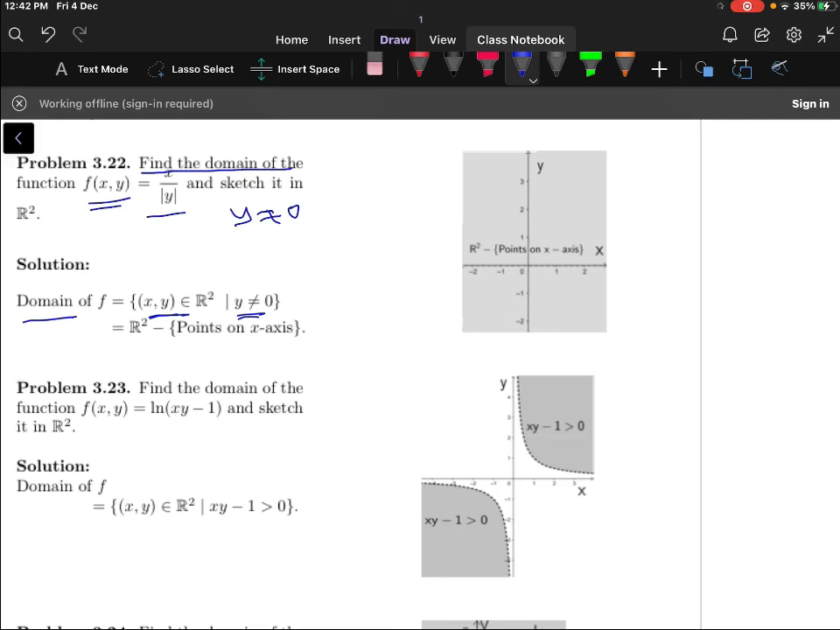Now the equation y = 0 is the x-axis. You take whole R² except the x-axis, that means y = 0 here. So the whole plane, all the elements in R² minus the points on the x-axis. It means the domain of f is whole R² except the points on the x-axis. So this is the domain of the given function f(x, y) = x/|y|.